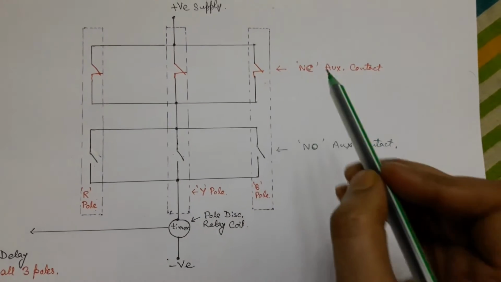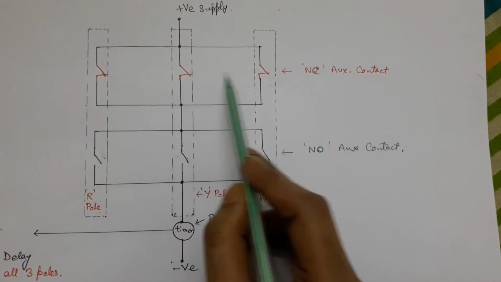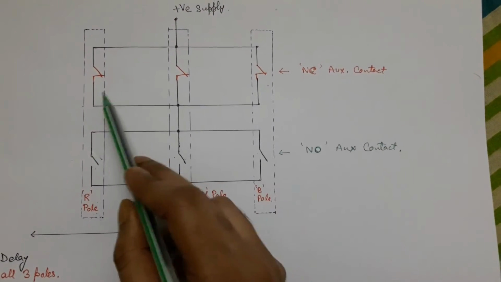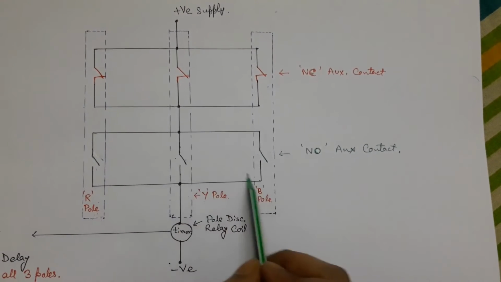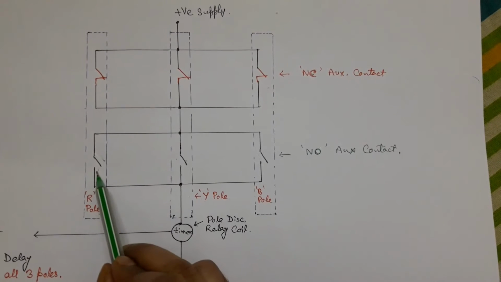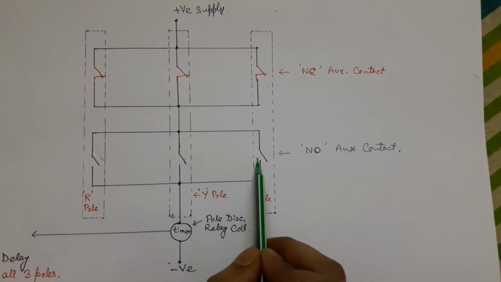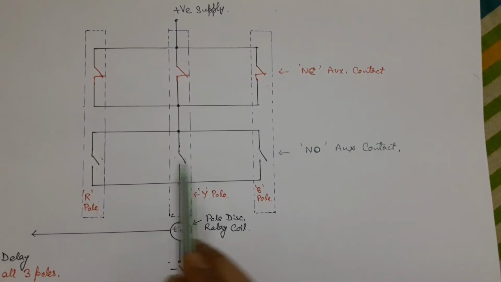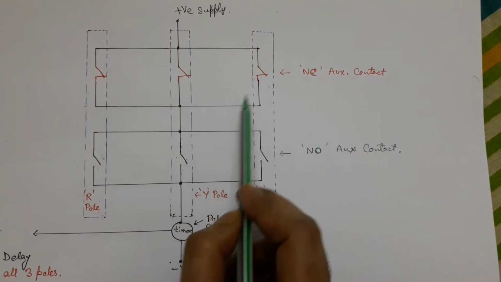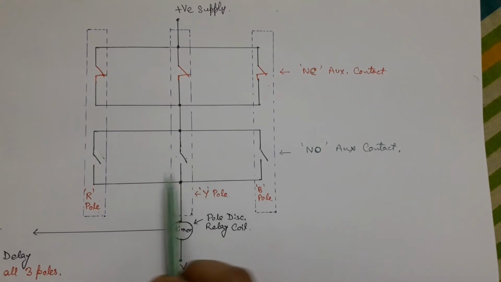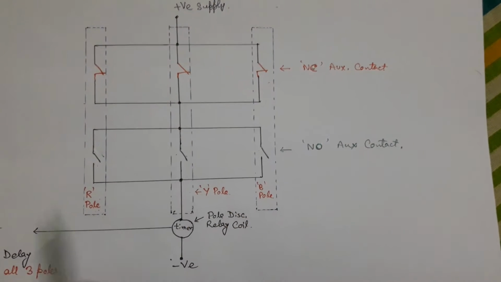Now notice that these three are NC contacts of different poles and they are connected in parallel, whereas these three are NO contacts of three different poles of this circuit breaker and they are also connected in parallel. Now this parallel combination and this parallel combination are connected in series.